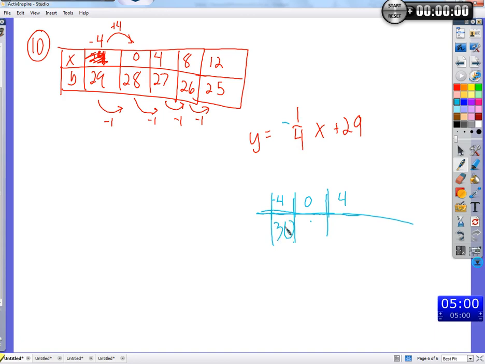Okay, that's not far off. We got 29 is what we want. 0 goes in here, 29 minus 0 gives us 29. Negative 1 fourth times 4 is negative 1, 29 minus 1 is 28. We're almost there. Yeah, Chance. Add 28 instead of 29. Instead of 29, use 28.